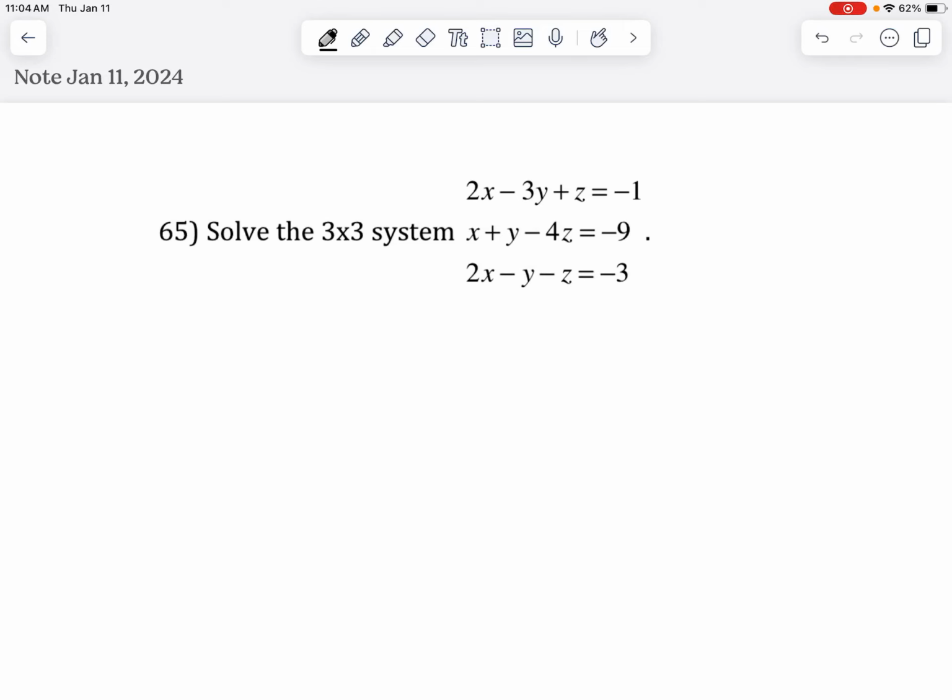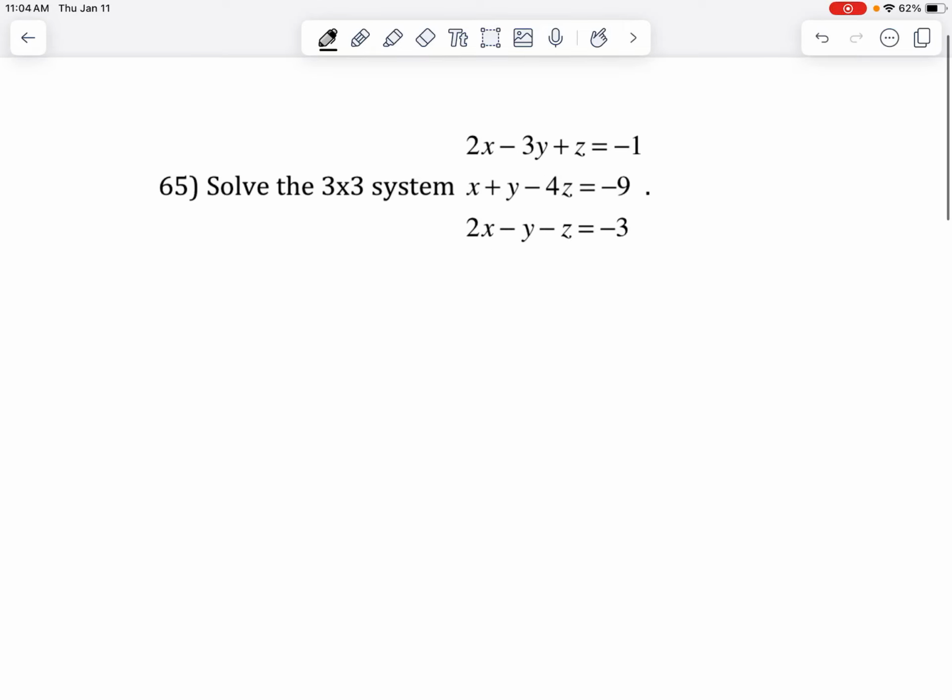Hello everyone, time to solve this 3 by 3 system. So we've got 3 equations and 3 variables. So that I can refer to them, I'm just going to call them equations A, B, and C. And I'm going to use the elimination method. So looking at the variables, I notice both of these have a 2x. So if I subtract those two equations, then the 2x's are going to cancel.